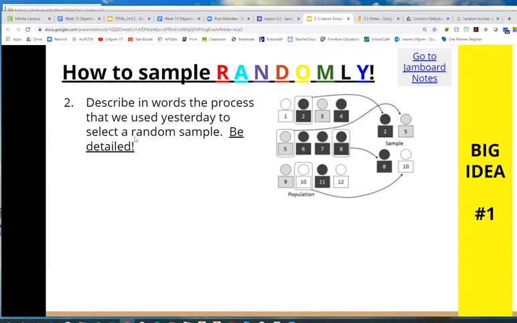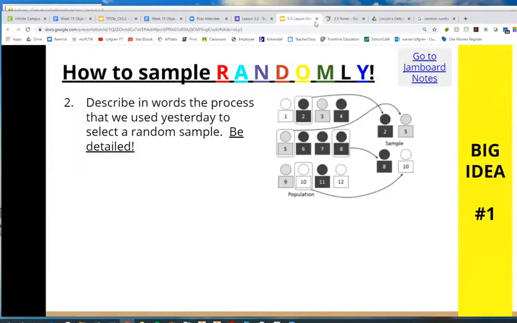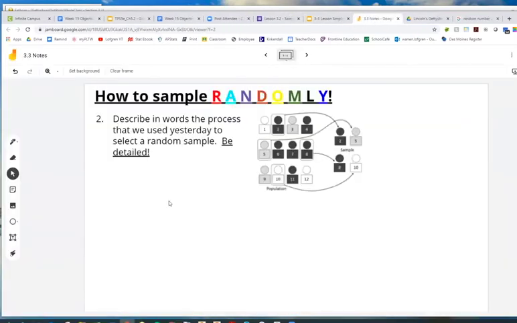So we're going to make sure we know real clearly how you use that random number generator to get a simple random sample. We're going to try and be kind of detailed, so we don't just say, hey, just do it randomly from Google. We got to be a little more specific than that. So I'm going to go out here to some Jamboard notes so I can type this up. I have found writing with the little pen does not work very well, so I'm going to just use a little text box and type this in.